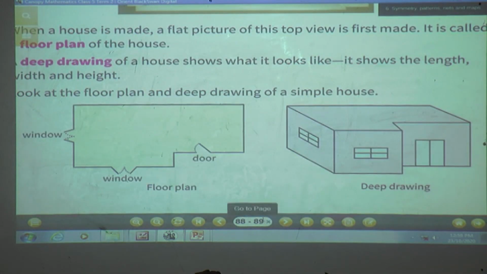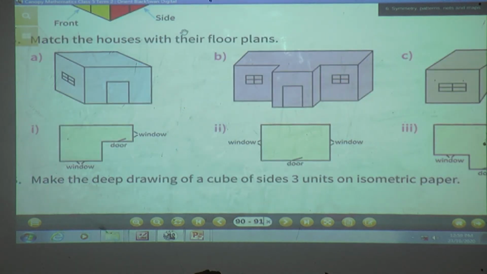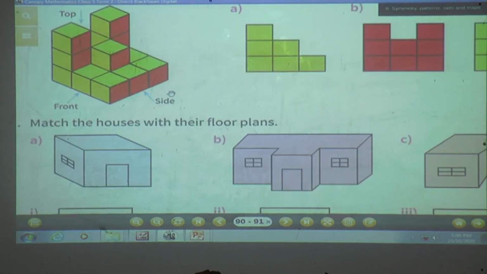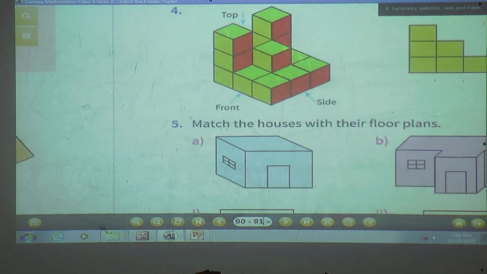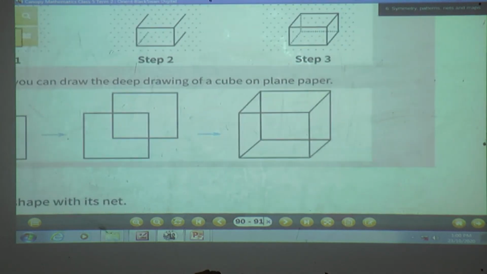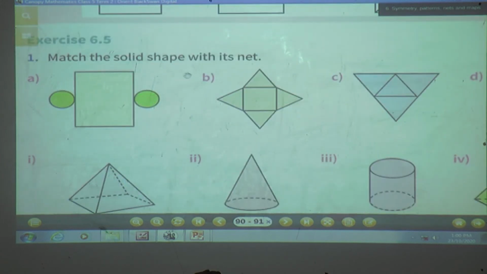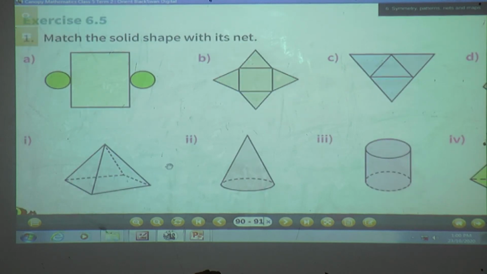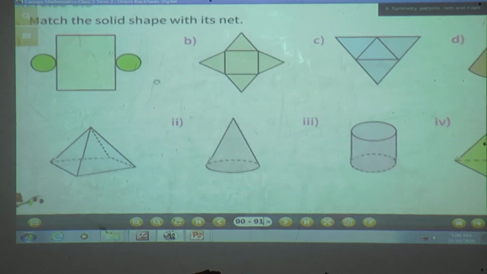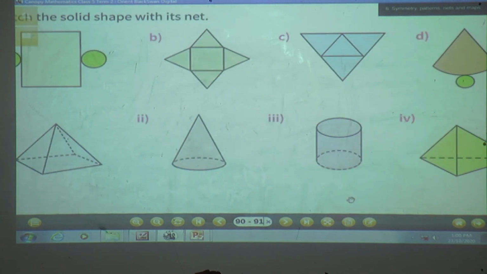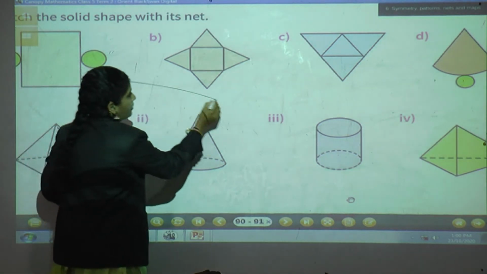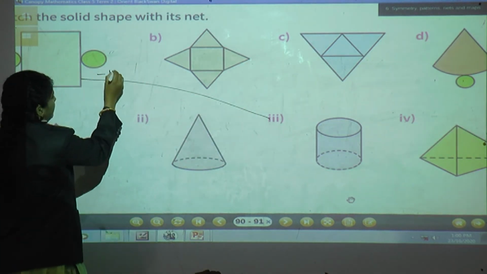Page number 90. See students. Here they have given exercise 6.5. Match the solid shape with its net. Now see students, this one is a net of a, yes, can you tell me? Very good. So this one is the shape of a cylinder. So you can match or you can write here the third one.